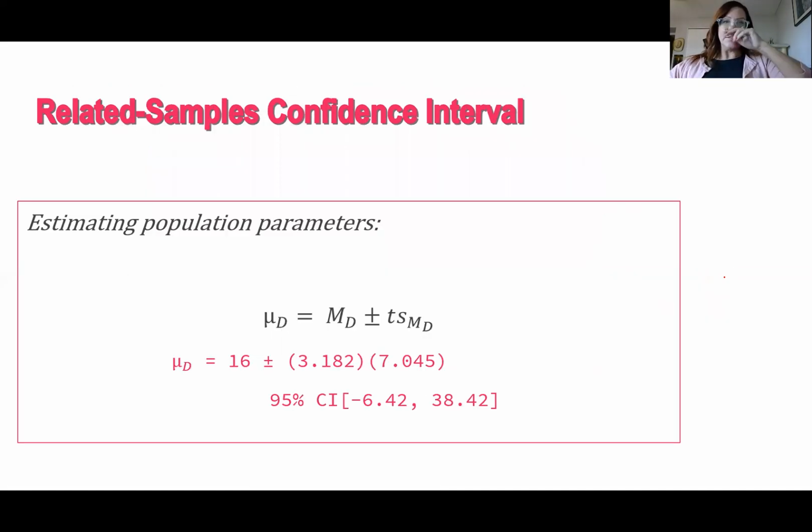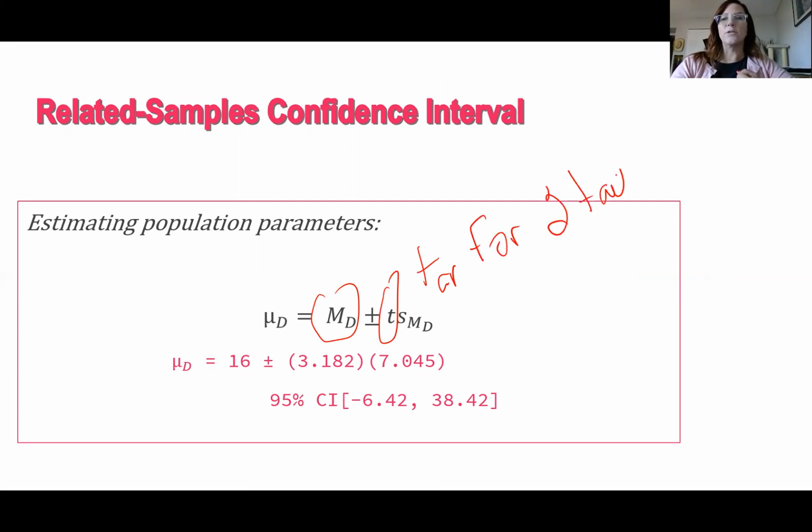So the next thing we need to do is calculate the confidence interval. So in this case, we're going to just do like we did with the one sample t. We're going to use our sample mean to estimate the population parameters. This t is always a t critical value for 2 tail. Doesn't matter whether the original test was 1 tail or not, you always plug in a 2 tail. Luckily for us, it was a 2 tail, so we don't have to look up another one. And then our estimated standard error, which is 7.045. So once we calculate those two, we should be getting negative 6.42 as the lower boundary, and then 38.42 as the positive boundary.